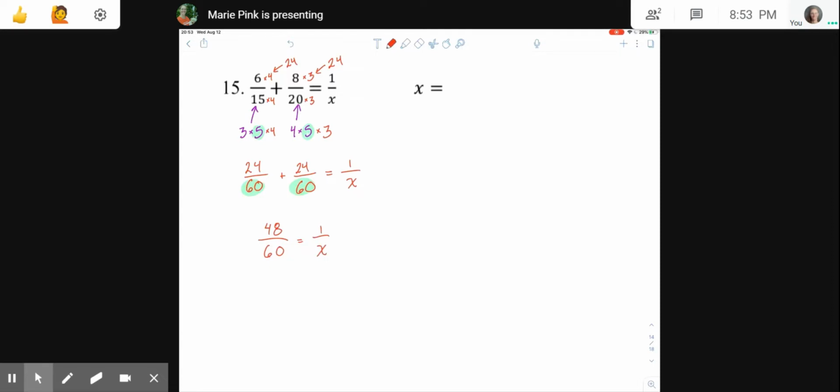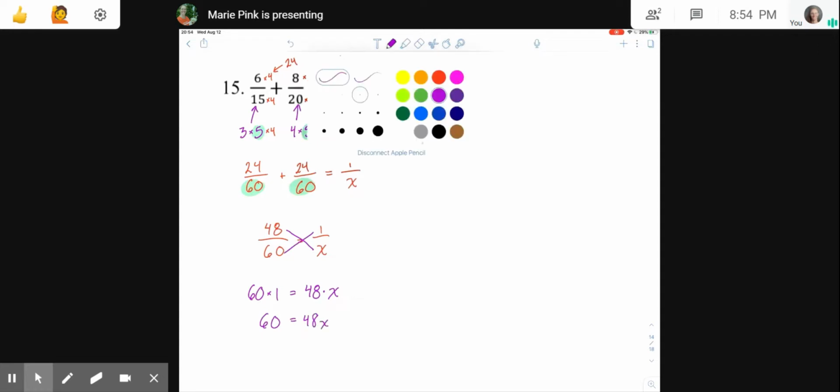Well, you can do this a couple different ways. The first way to do it is cross multiplication. So you can go like this and cross multiply. So that would be 60 times 1 on one side and 48 times x on the other. So 60 times 1 is 60, and that'll be equal to 48x.